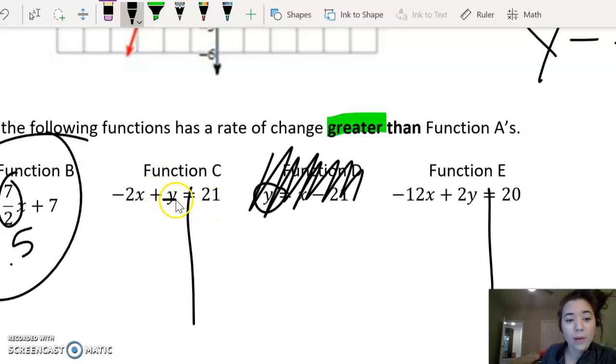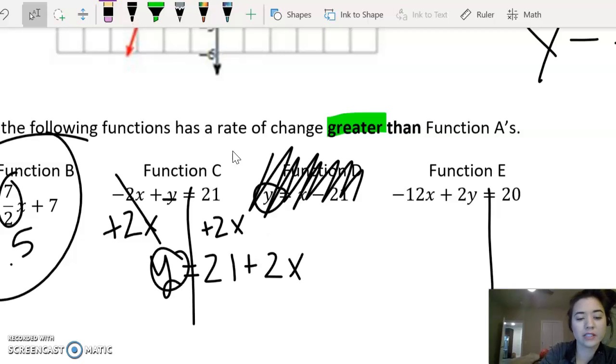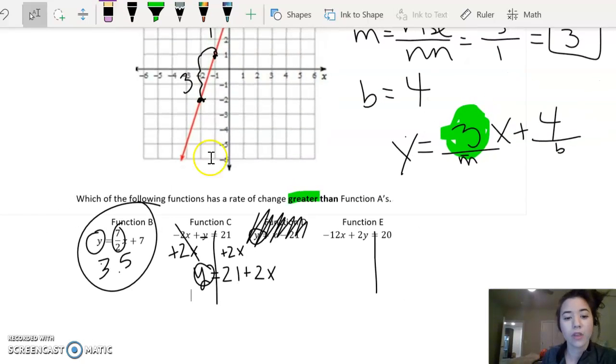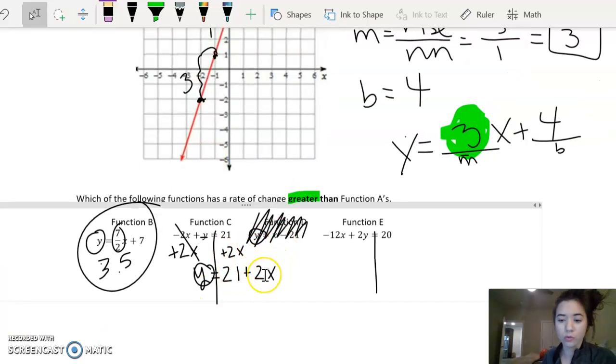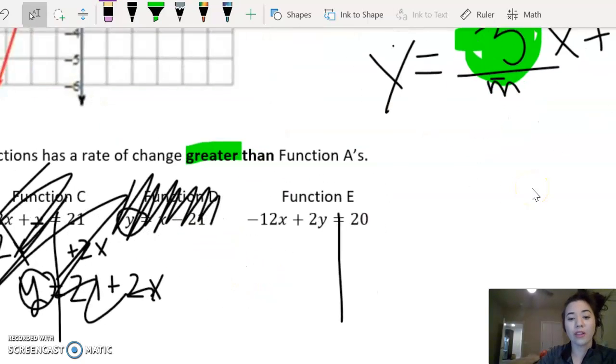So in order to get y by itself here, we have to move that negative 2x. How can I move my negative 2x? By adding it. So we have plus 2x, and we get y equals 21 plus 2x. Okay, I now have y by itself, so now we can find my slope. Is my slope 21 or 2? 2. Okay, is that bigger than 3? No. So that's not an answer. All right, we have one more left here.